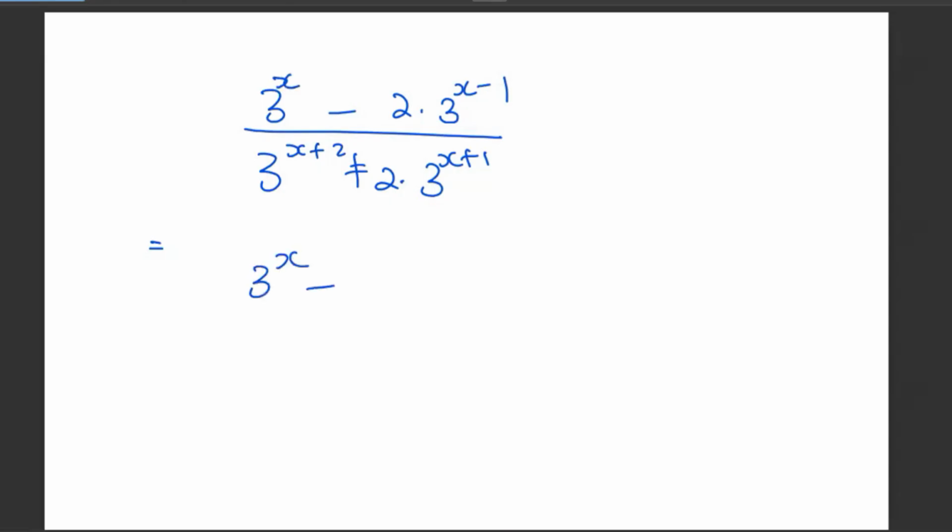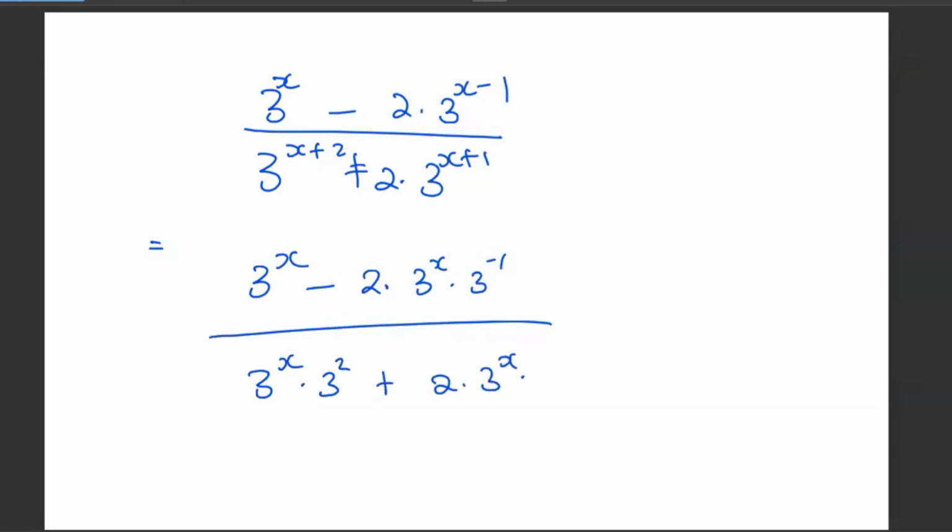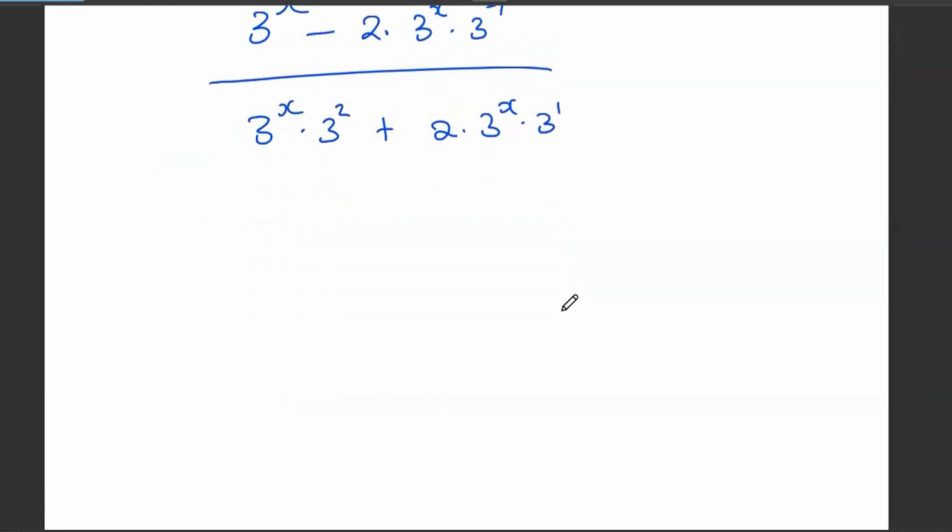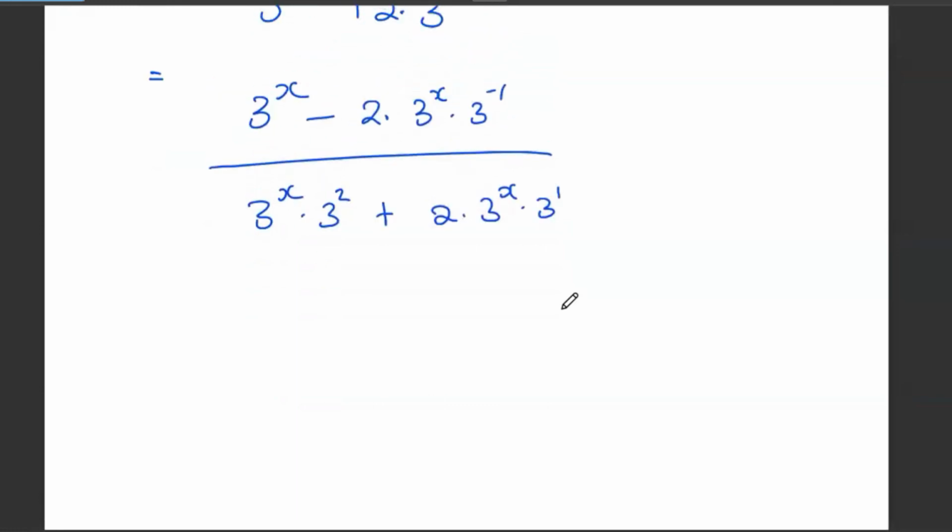When I simplify that, that's going to be 3^x minus 2 times 3^x times 3 to the negative 1, over 3^x times 3 to the 2 plus 2 times 3^x times 3 to the 1. Remember, I'm using the first law of multiplication to do this breakdown. So what is common is 3 to the x. When this goes, I have a 1 minus, I've taken out this, meaning that I'm going to be left with 2 over 3.